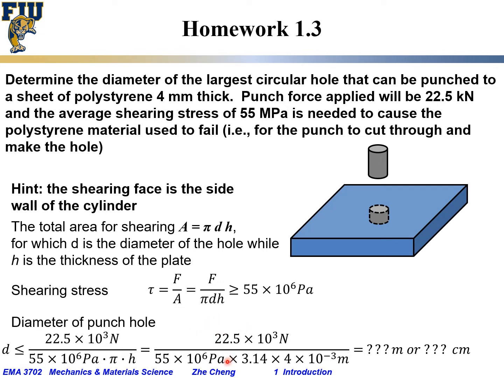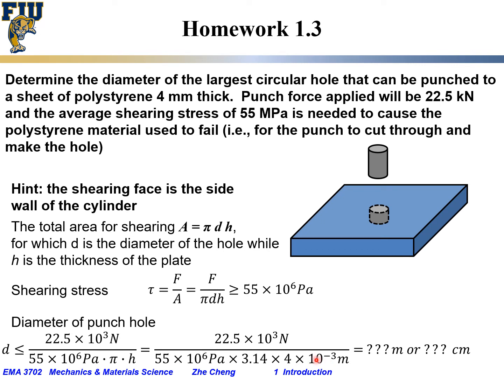Pi is 3.14, and D would be smaller than pi divided by pressure tau, and the h, which is the thickness for the plate, is 4 times 10 to the minus 3 meter, or 4 millimeter. Remember, 1 millimeter is 10 to the minus 3 meter.